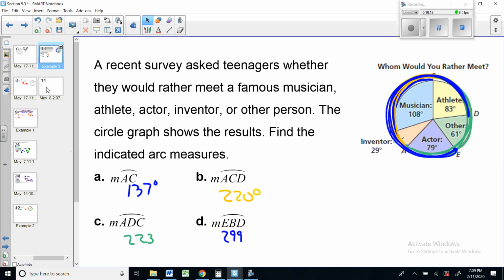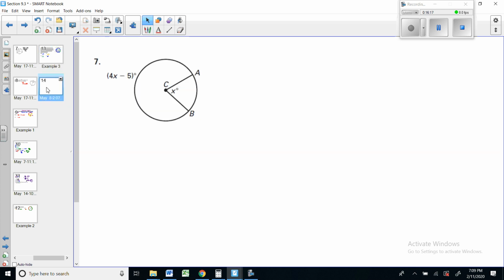The last example that we've got, you see this picture here. You have a 4x minus 5 on the left and an x on the right. What you need to make sure that you're aware of is that this x, remember, is the measure of your central angle, so that's also the degree measure of your arc. And where kids get tripped up on this is there's no real numbers here to figure out. But what do we know about the degree measures in a circle? They add up to 360.